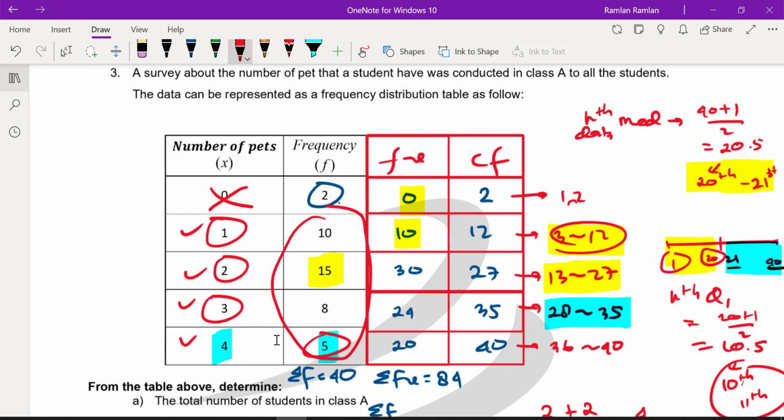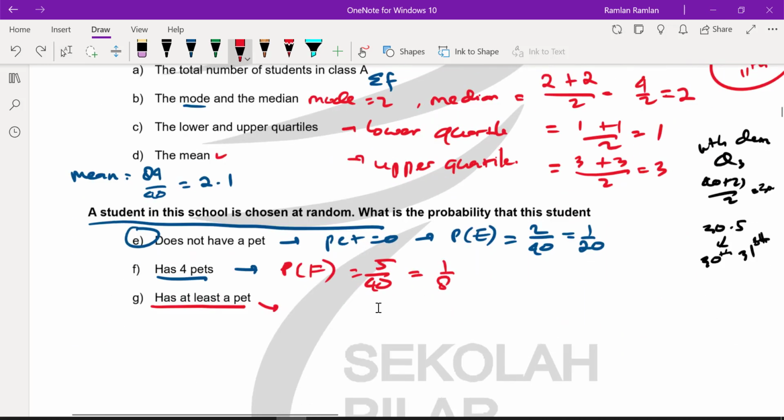Or the easiest way to do this is to exclude this one. Because we know we have a total of 40 students, if we exclude this one, you will have 38 students who have at least 1 pet. So the probability will be equal to 38 over 40. Again, you need to write this in the simplest fraction, which will be 19 over 20.